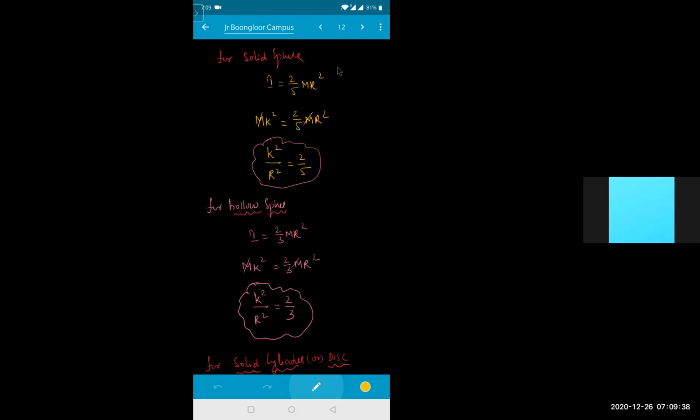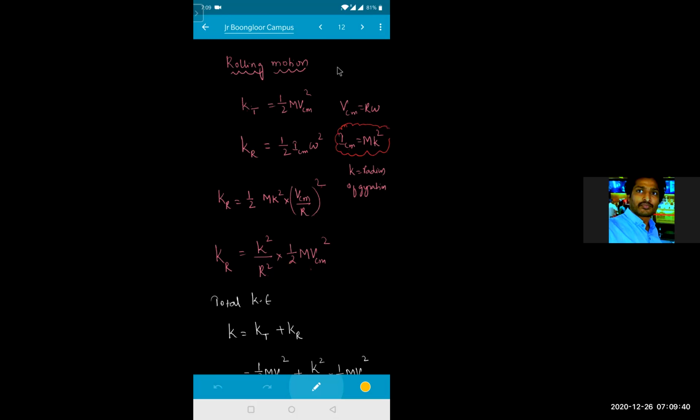Next one, beta. Now see, for a solid sphere in rolling motion, what energies are we having? Translatory motion energy is half into m into VCM square, and rotatory motion energy is half into ICM into omega square. And for pure rolling, what is the condition? VCM must be equal to R omega.